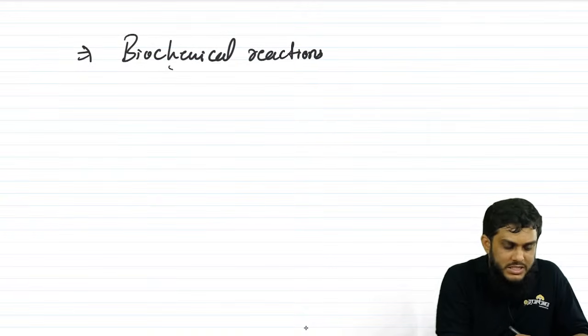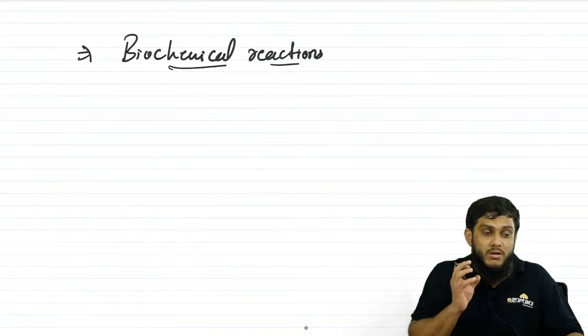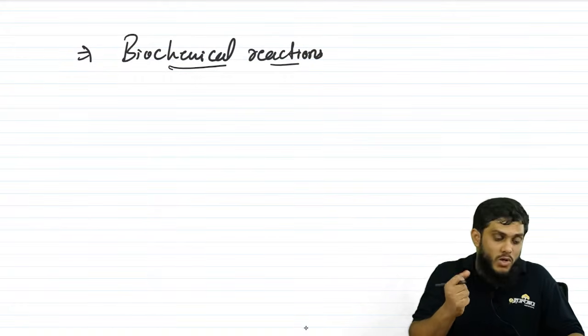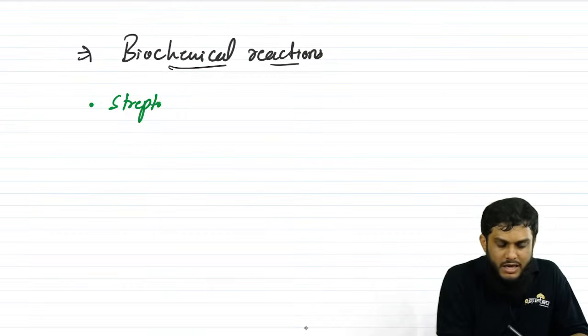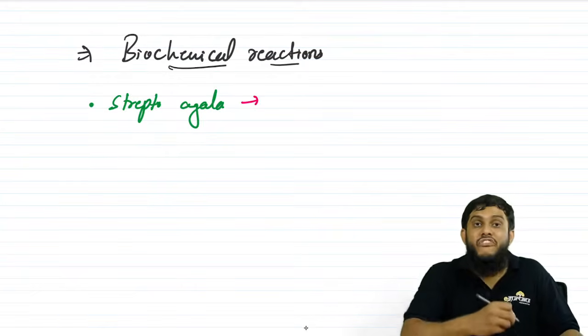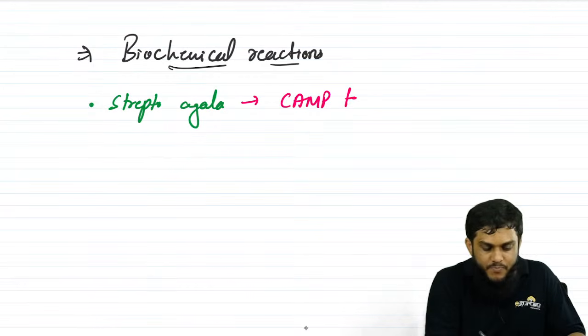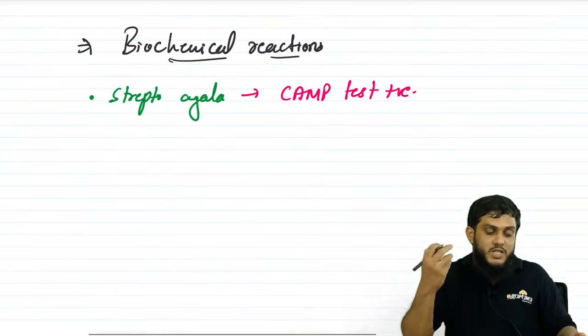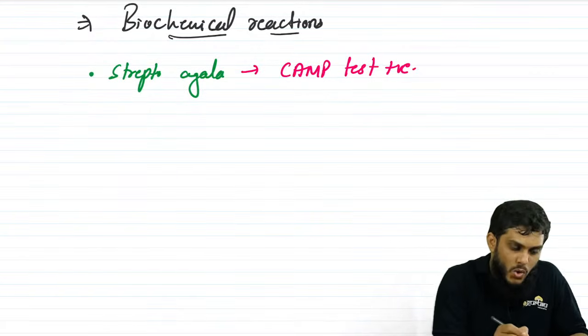So I'm not going to discuss all the biochemical reactions, but there are a few important biochemical reactions which are needed for our entrance examination. So what are those? For example, the first bacteria, the gram-positive bacteria Streptococcus agalactiae. Streptococcus agalactiae produces CAMP factor. Detecting this CAMP factor is known as the CAMP test. If the CAMP test is positive, then you can say it is Streptococcus agalactiae or group B Streptococcus.